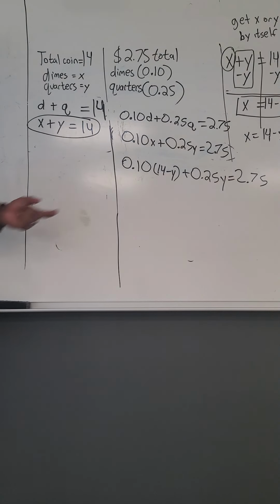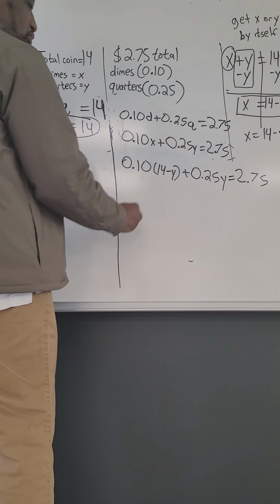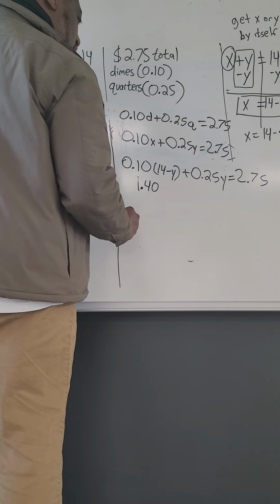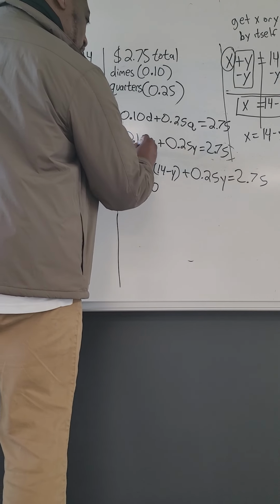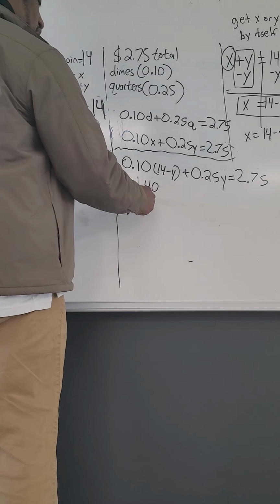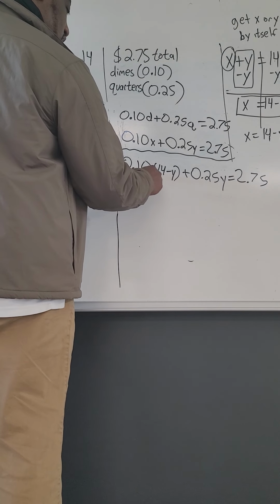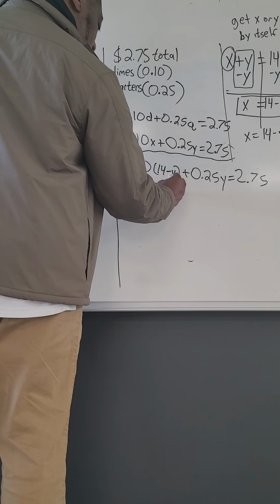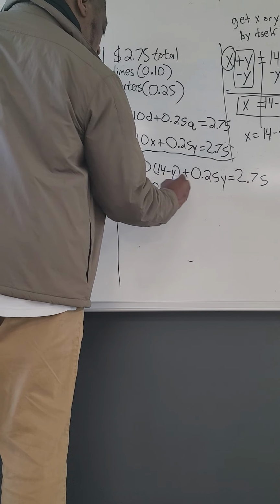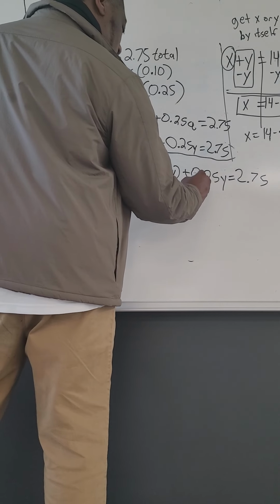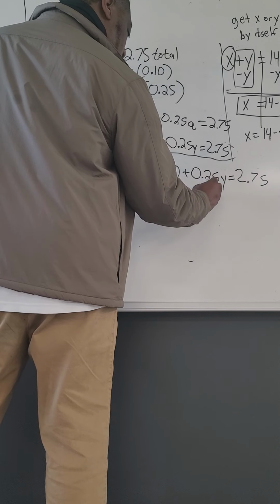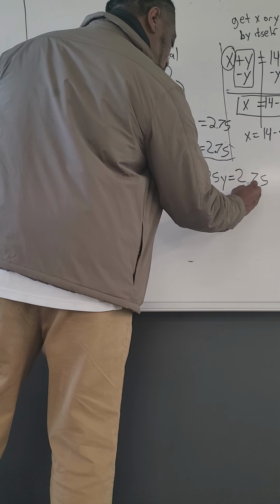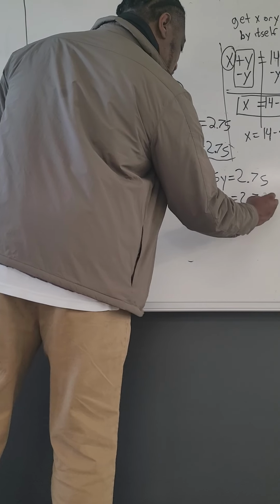Okay, and then I'll distribute this 10 cents. 10 cents times 14, that's going to give you $1.40. All right, let me put a line there so you'll know that was a separate step. $1.40, and then 10 cents times Y is just going to give you negative 10 cent Y. Okay? Plus 0.25 Y, 25 cents Y, still equals $2.75.